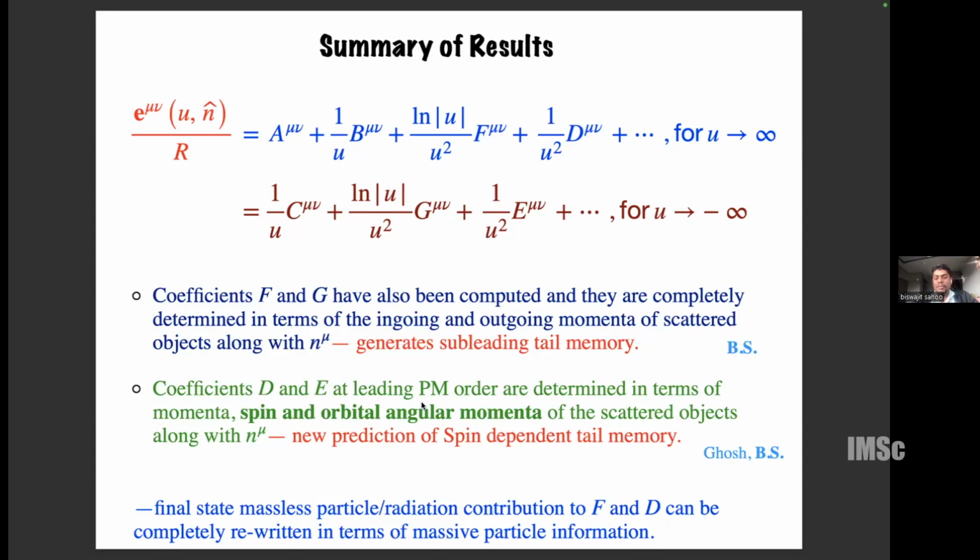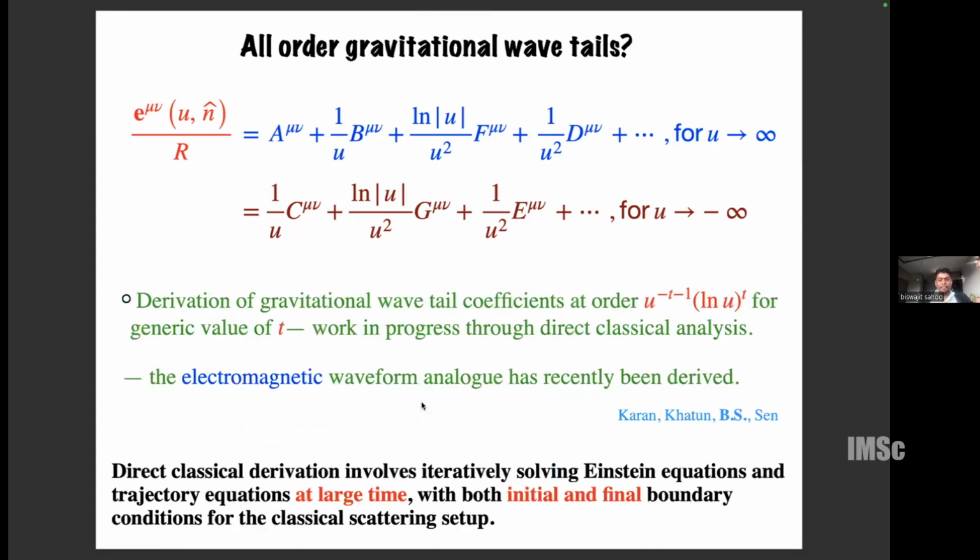However, they have a post-Minkowskian expansion, and at the leading post-Minkowskian order we can compute them, and they actually carry the information about the spin and the orbital angular momentum of the scattered object for the first time. So if you can observe this d and e mu nu, from there you can extract the spin information of the scattered object, which was not possible from the earlier terms. And again, for all these formulas, the massless particle information can be rewritten in terms of massive particle information for all these coefficients. Okay, I'm not giving the explicit expressions for f, d, g and e, but those are very complicated, so I just thought let's not give them.